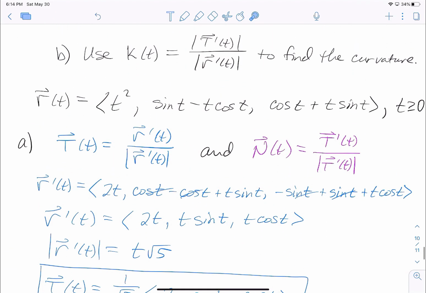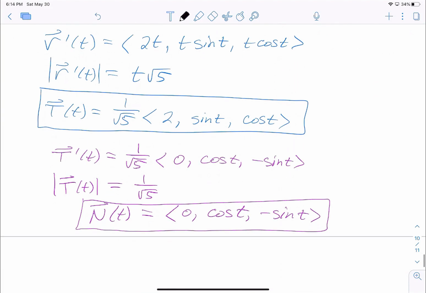For part B, we're going to use that κ is equal to the magnitude of T'(t) divided by the magnitude of r'(t) to find the curvature. I'd like for you to pause the video, work on that, and come back when you're done with it.